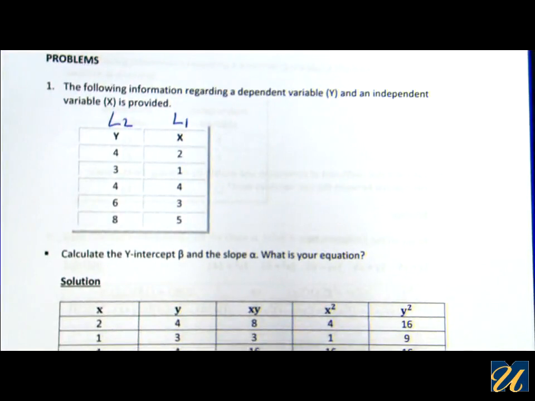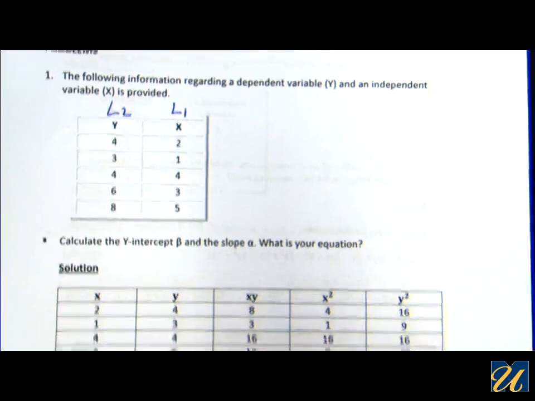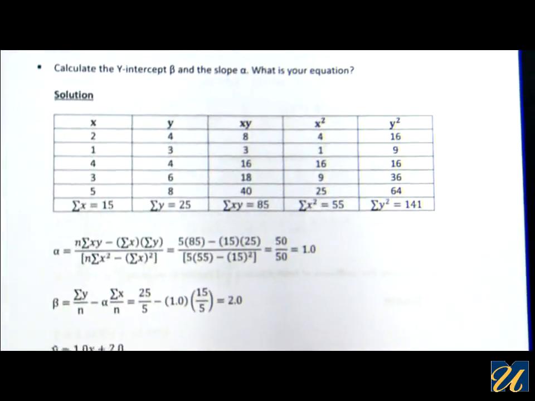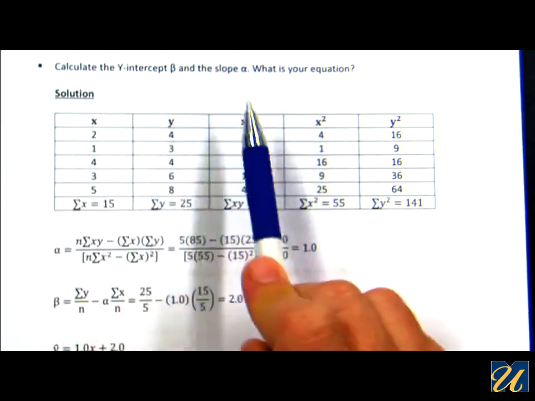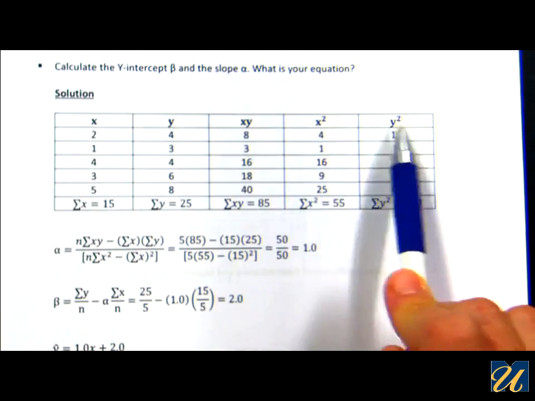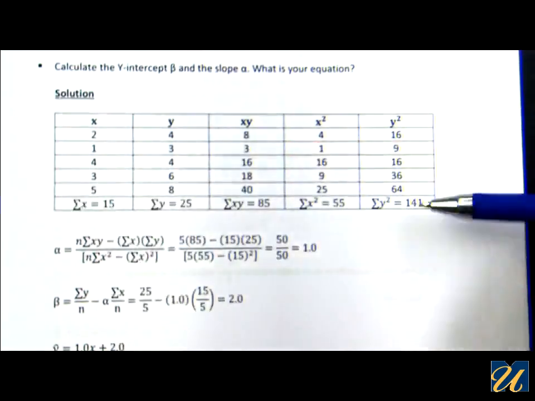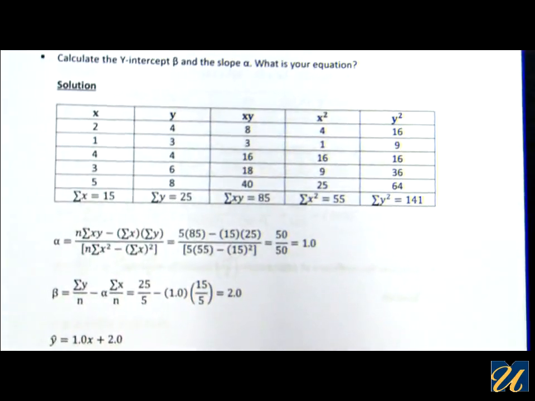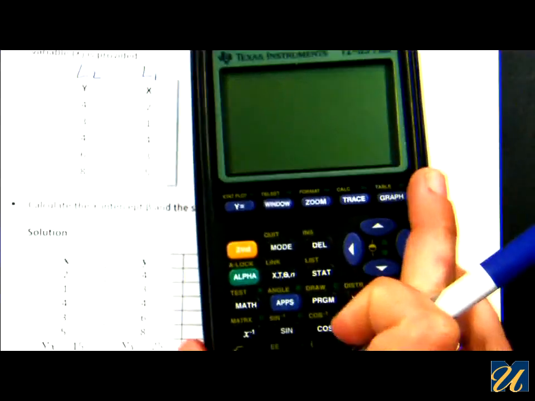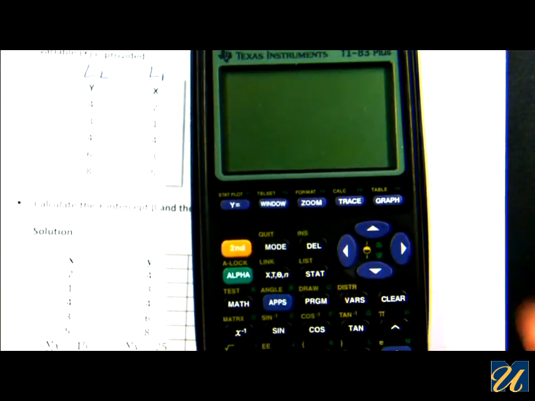If you were to use the equations, you would need to create a table like this one, where you have your x, your y, x times y, x squared, y squared. At the end, you calculate all the summations, and then you plug in the formulas for the slope, the y-intercept, and then the equation that links the two variables. Now, let's see how we would do it using our graphing calculator.